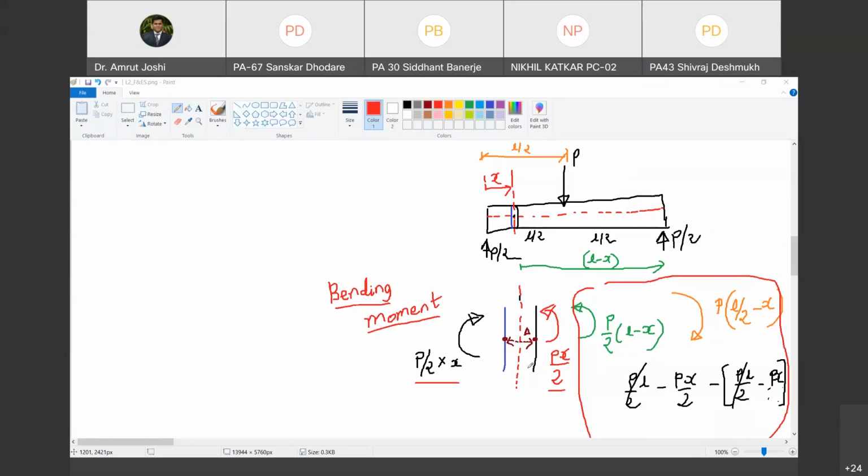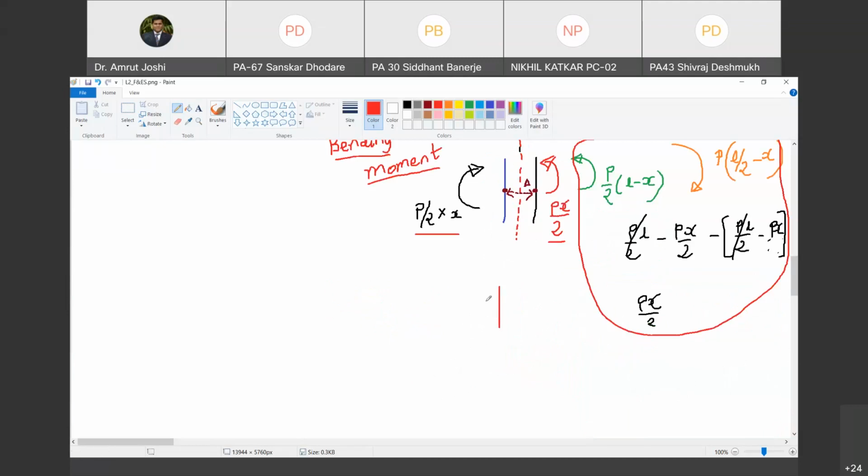So please respond. So P by 2 into x and Px by 2 are a pair of equal and opposite moments. One is clockwise, another is anti-clockwise. But this pair together, we call it the bending moment at a section. And what is our sign convention for bending moment? If on the left hand side it is clockwise and on the right hand side it is anti-clockwise, this pair together we treat as positive and we call it sagging bending. Are you with me?